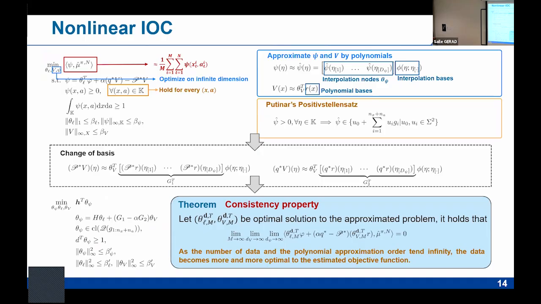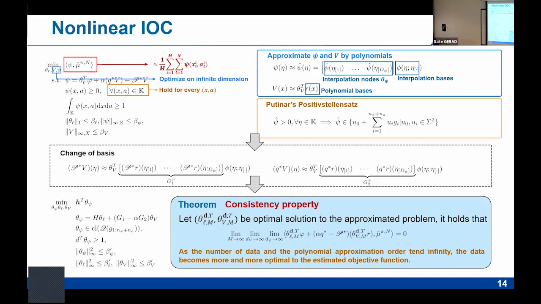This problem happens to be, because of this expectation, this integral, that you can plug in IID samples inside. But there's a problem here. This has to hold for every x and a. So how can we do that?